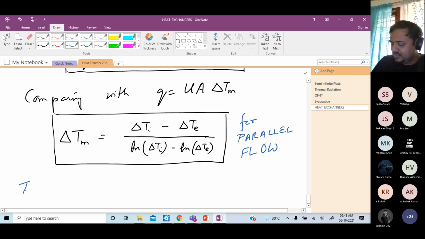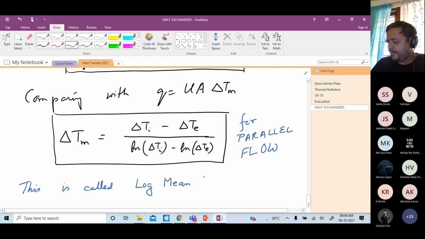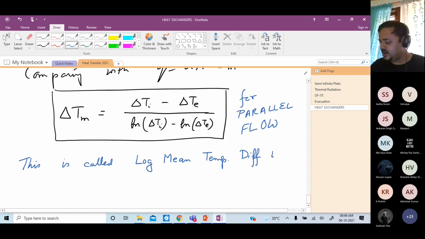So this is called log mean temperature difference, or very famously, LMTD.